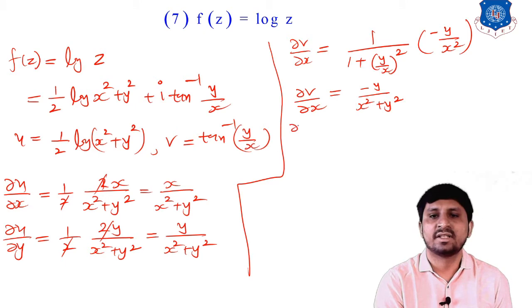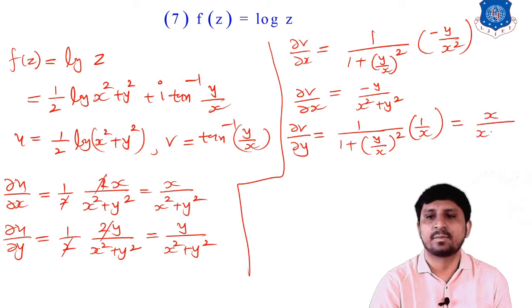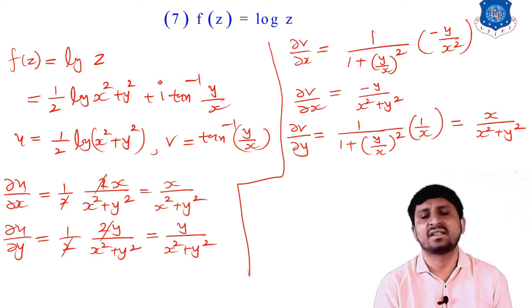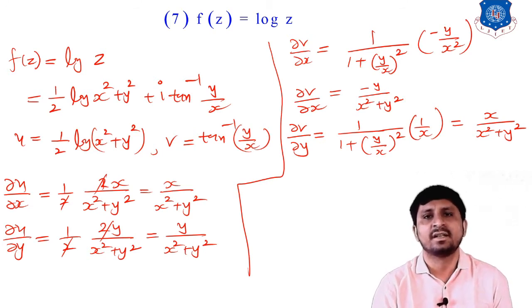Similarly we can find del v by del y, that is 1 upon 1 plus y by x whole square, into the differentiation of y by x with respect to y, that is 1 upon x. So finally we get x upon x square plus y square. And clearly you can understand that del u by del x is equal to del v by del y, and del u by del y is minus del v by del x. So clearly CR equations are satisfied, this function is analytic, and using the formula f dash z equals del u by del x plus i del v by del x, you can easily find f dash z, and the value of f dash z is equal to 1 upon z. Okay, so that's up to you.